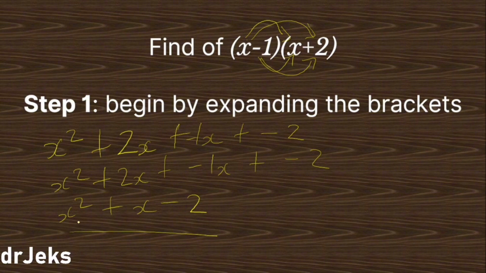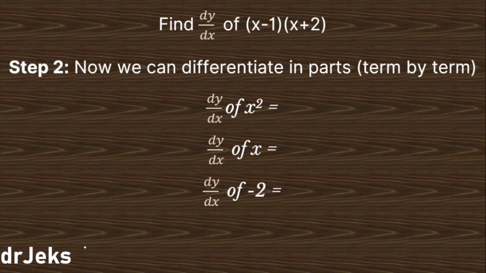Next, we need to do like we did in the other lesson last time. We now need to differentiate each term separately. So we'll find dy/dx of x squared, then dy/dx of x, then dy/dx of minus 2. Let's start with the first one.